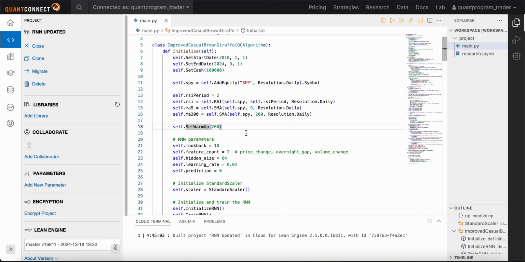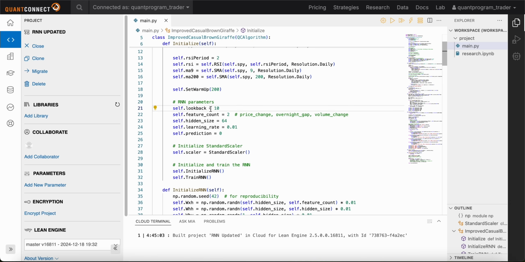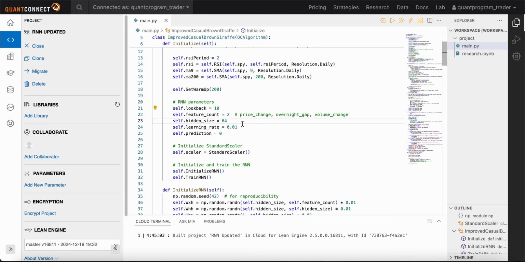We're warming up the data. So it warms up 200 days, and then we are looking into the parameters. We are looking into how many days we need to look back. So remember, we did T1, T2, T3, T4, and T5. So that could be like 5 look back periods. So in this case, we're doing 10 look back periods.